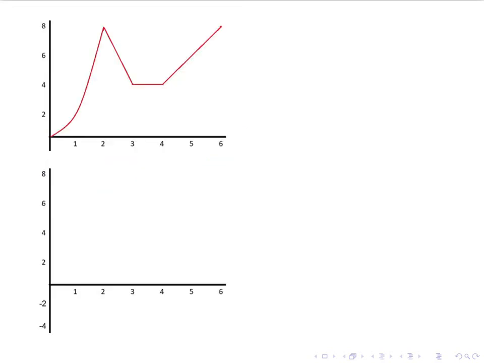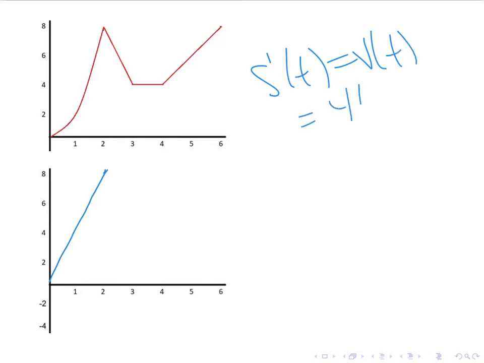So when we go to graph it, from 0 to 2 we're going to have the line 4t. So s prime of t, which again is v of t, is 4t. So we start at 0, 0. We end at plugging in 2, so that's 2 times 4 is 8. So we're going to end at 2, 8. So that's why I have my line there, from 0, 0 to 2, 8.